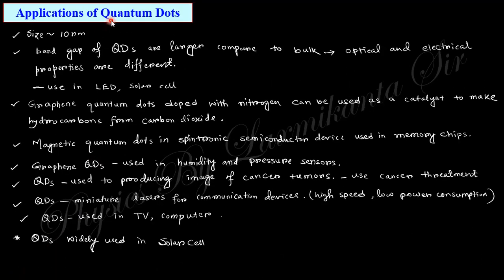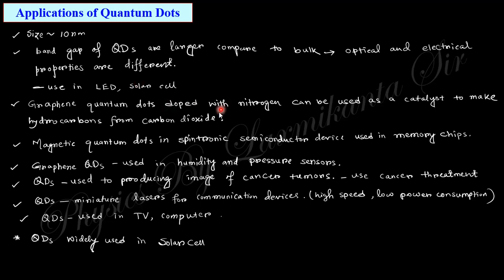Next is quantum dot application. The size of a quantum dot is about 10 nanometers. The band gap of a quantum dot is larger than that of the bulk one. So it is used in LEDs and solar cells with different light, and its size control also changes the color of the light.